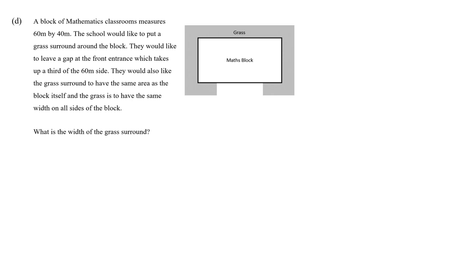Okay, so this maths block is 60 by 40. So that's 60 and that's 40. Happy with that? So this area is 2,400. Happy with that? Now you just have to figure out the grass. Next, a way of giving me the area of the grass. Okay, and so how are you going to do that?